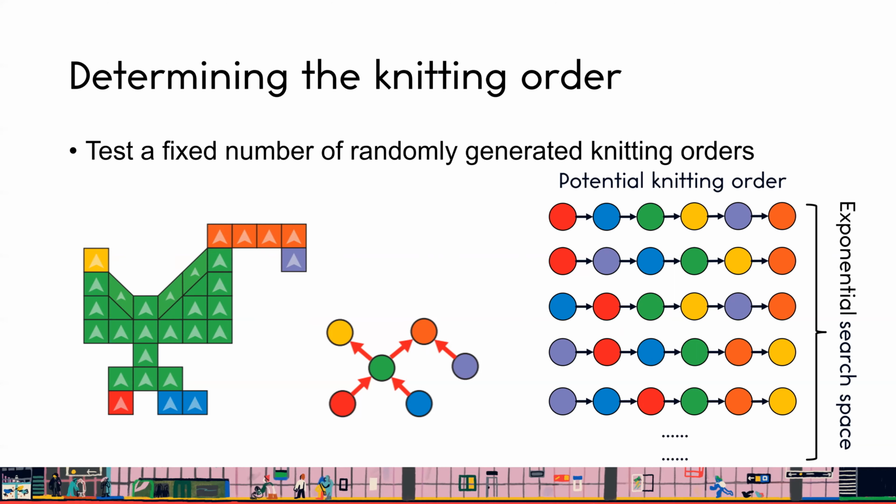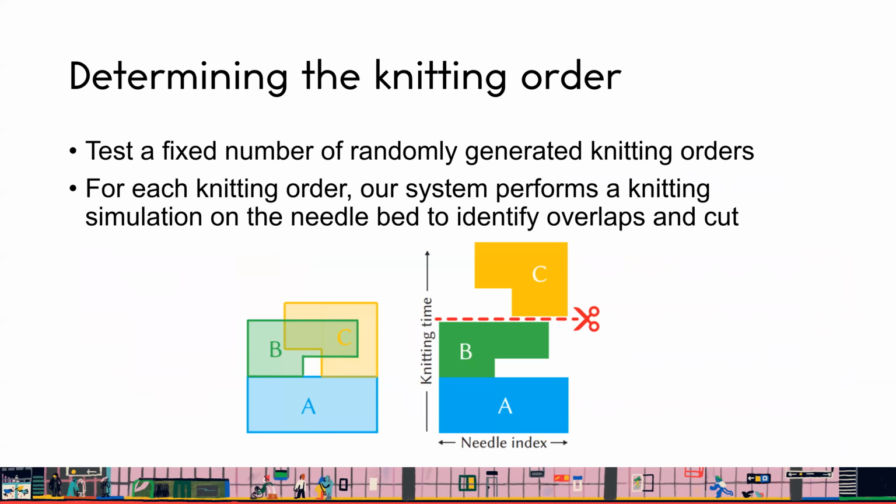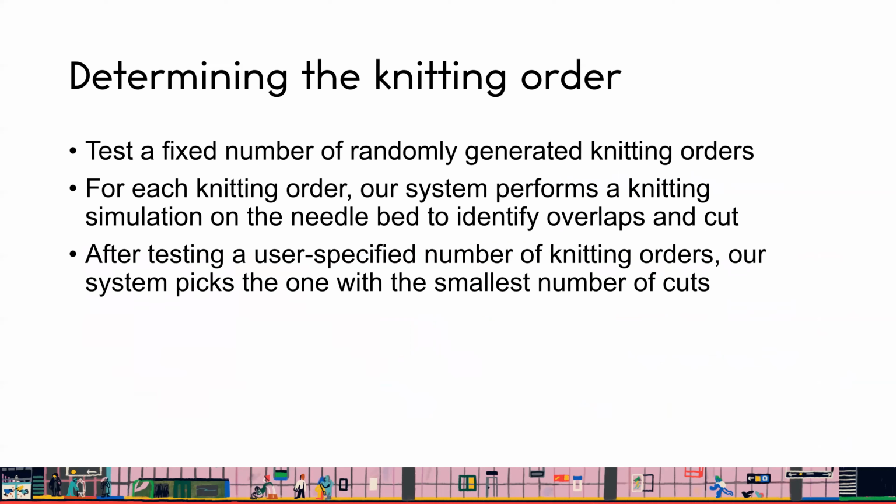So our solution is to test a fixed number of randomly generated knitting orders. For each knitting order, our system performs a knitting simulation on the needle bed to identify overlapping. When an overlap is detected, the system will introduce a cut between the connected patches, as shown here. After testing a fixed number of user-specified knitting orders, the system picks the one that introduces a small number of cuts. Then we guarantee that given a computational budget, our method will always return a machine-knittable solution.